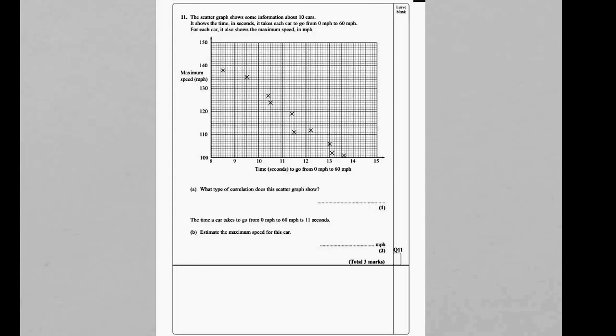Well, in this case, you'd need to get your ruler out and draw a line of best fit. I don't have a ruler, but it would go along these kinds of lines. It's a line that goes through the middle, really, of all of the points. Then what you would need to show is that you've got 11 seconds, so you would need to go up from 11 until you hit the line of best fit and then go across.